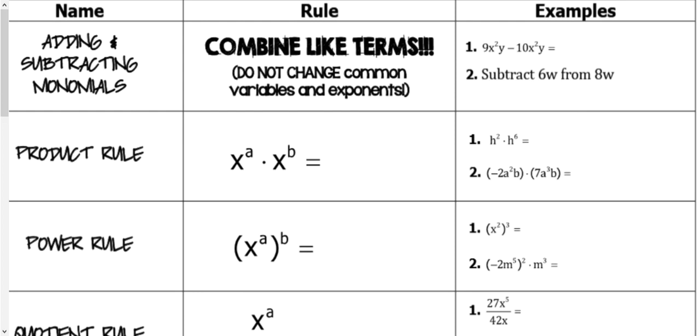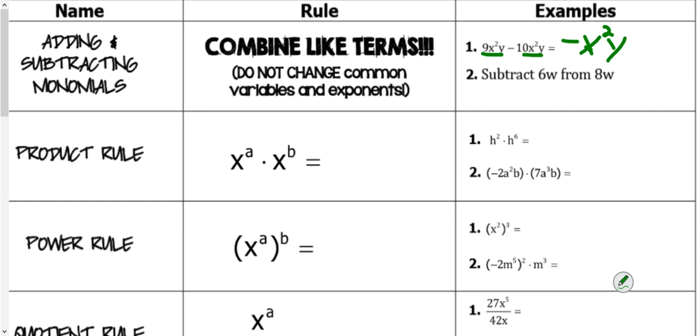So we have adding and subtracting monomials. The rule is that we combine like terms. Do not change common variables and exponents. So we look at number 1 as an example. We have 9x squared times y minus 10x squared y, because the variables and exponents are the same, x squared and y. All we do is combine the like terms, so 9 minus 10 will give us a negative 1, but we don't put a 1. We can just say negative x squared times y.